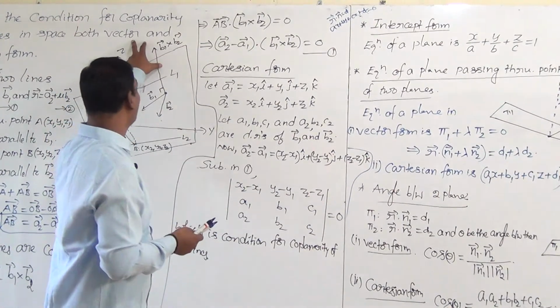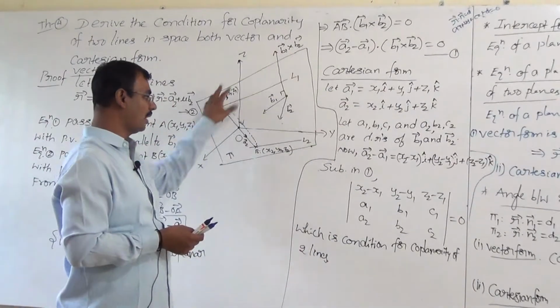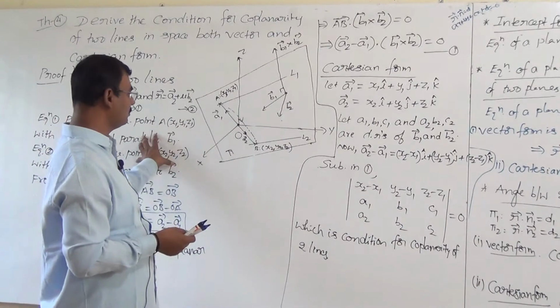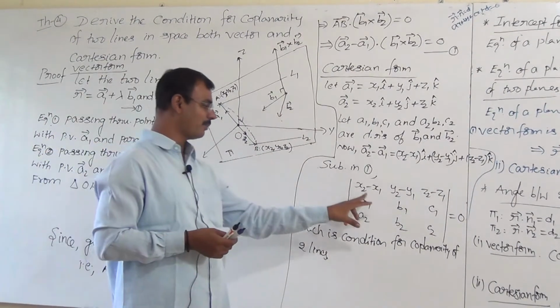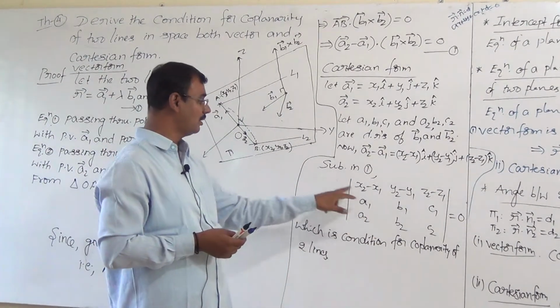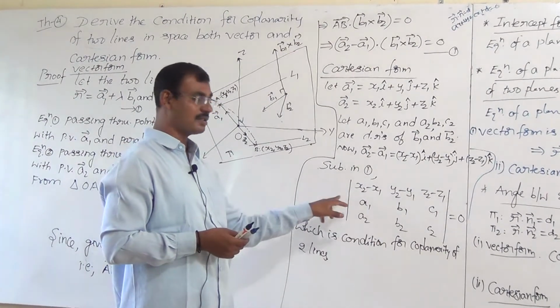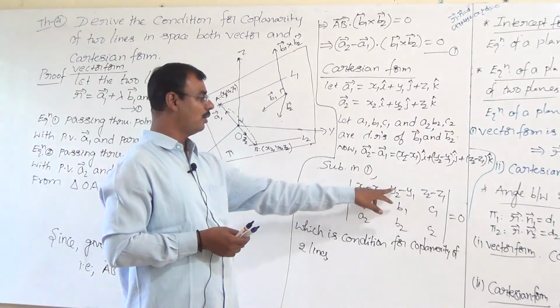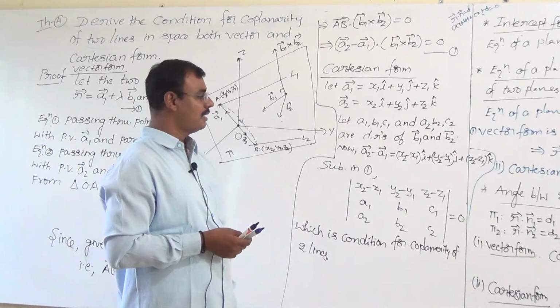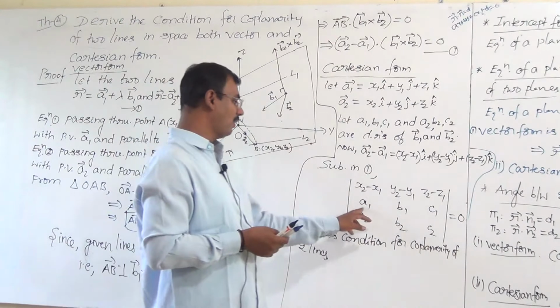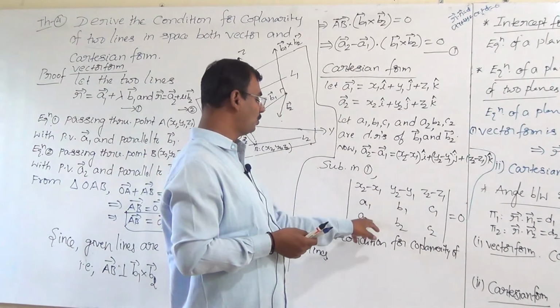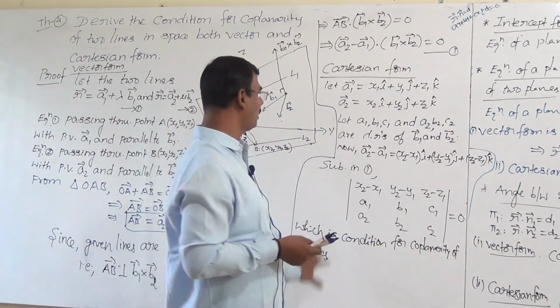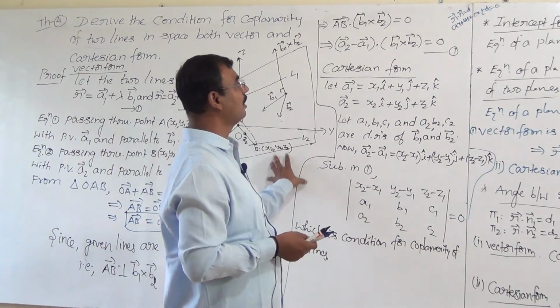Next, derive the condition for coplanarity of two lines. Here also you should remember the theorem and practice, but for problem solving we have to use this answer. The determinant of (x2 − x1, y2 − y1, z2 − z1), (a1, b1, c1), (a2, b2, c2) equals 0. This is a very important condition.